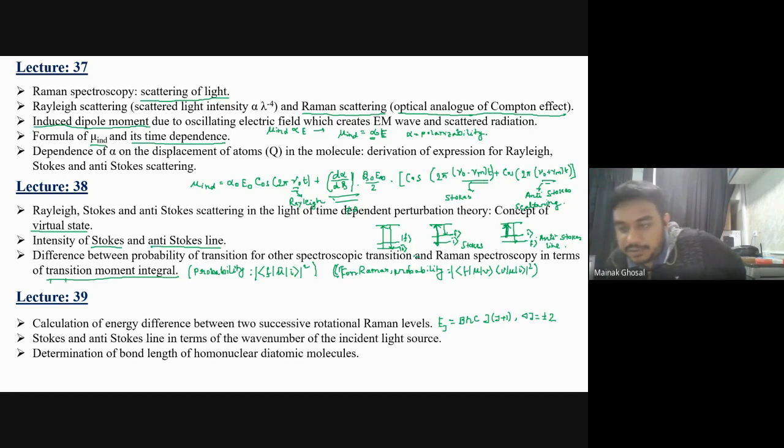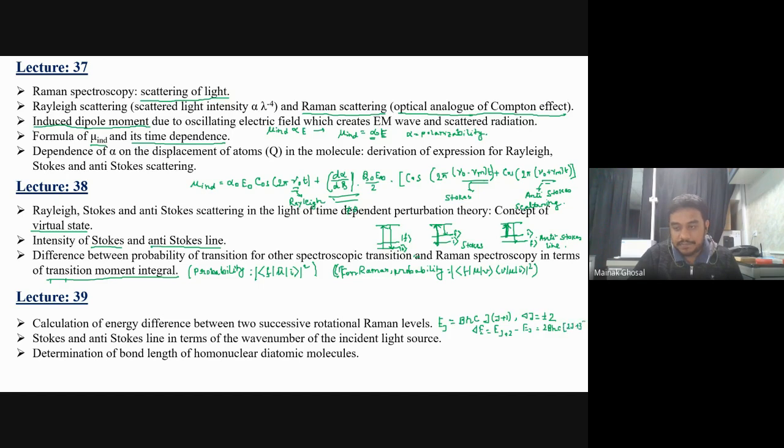For Raman spectroscopy, the selection rule is somewhat different from IR or vibrational spectroscopy, and why this is plus minus 2 will also be discussed in the later lectures. For now, you just need to know that the selection rule for this transition is delta J equals plus minus 2. So if you calculate delta E, which is nothing but E of J plus 2 minus EJ, it comes to 2BHC into 2J plus 3.